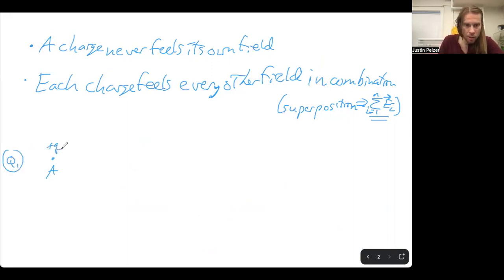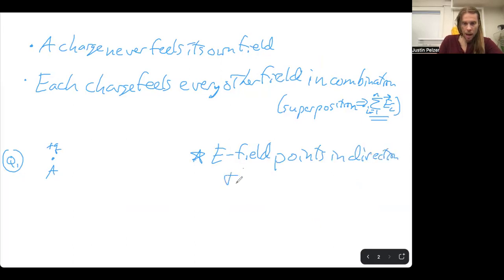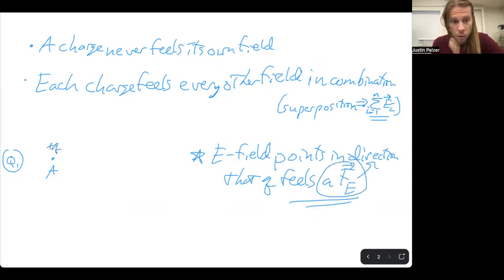And I put another charge. So the concept is this: the E field points in the direction that the test charge, sorry, it's not necessarily positive, that Q feels an electric force. So it points in the direction of the electric force. So if this charge is positive and this charge is positive, then the force will point outward. Therefore, the field points outward.